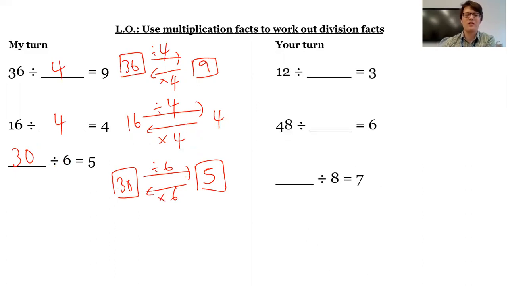Your turn. Again, really think about how you can use these models to help you. So I'll start you off with this first one. Divided by something is 3. So 12, 3 times something is 12. Pause the video. Off you go.